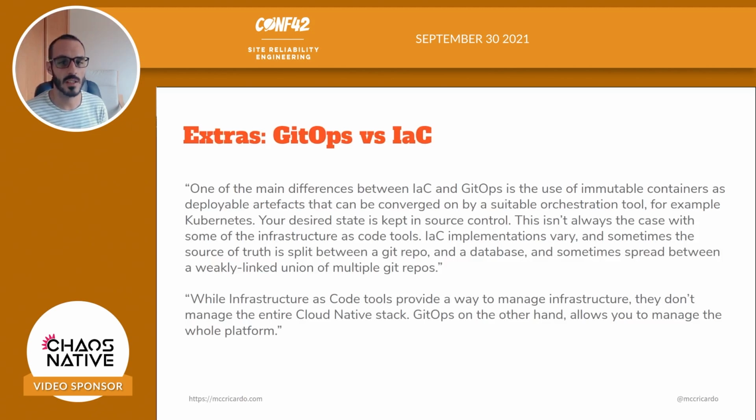This isn't always the case with some infrastructure as code tools. Some implementations vary, and sometimes the source of truth is split between a Git repository, a database, and sometimes spread across a weakly linked union of multiple Git repos. Infrastructure as code is usually used to manage only infrastructure, it doesn't manage the whole cloud native stack. With GitOps, here we've just seen the use case of deploying an application, but we can go a step further and use the GitOps principle for the whole stack.